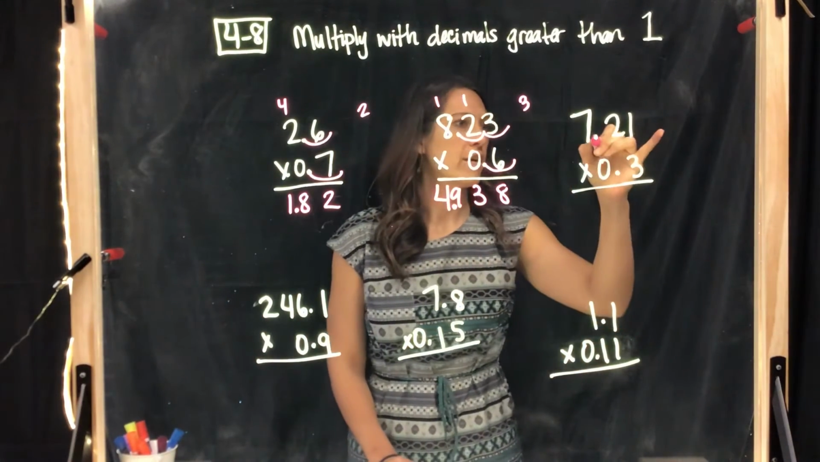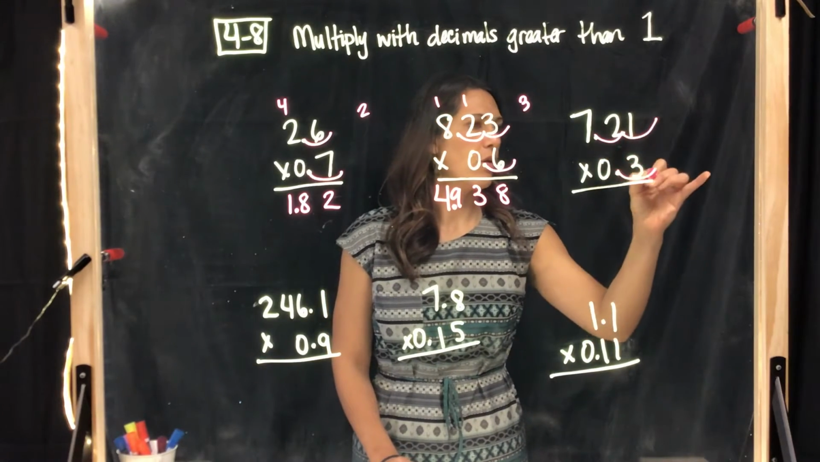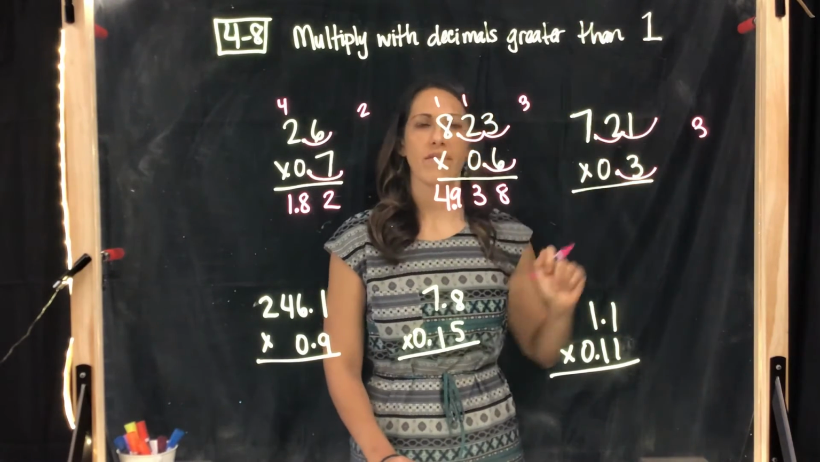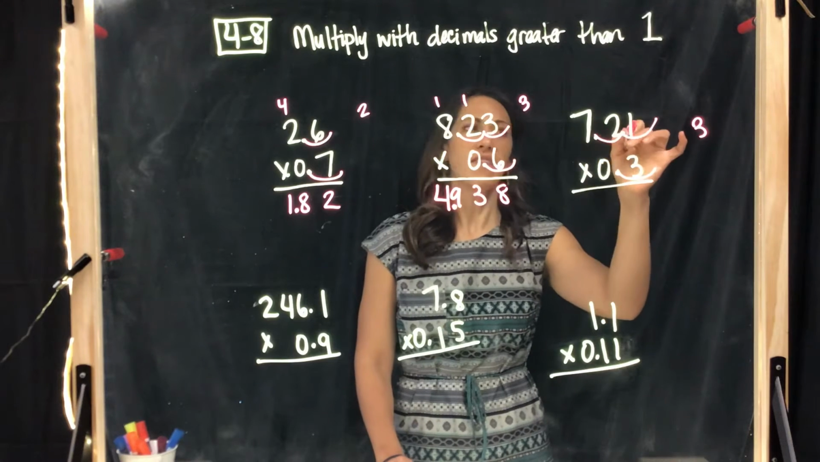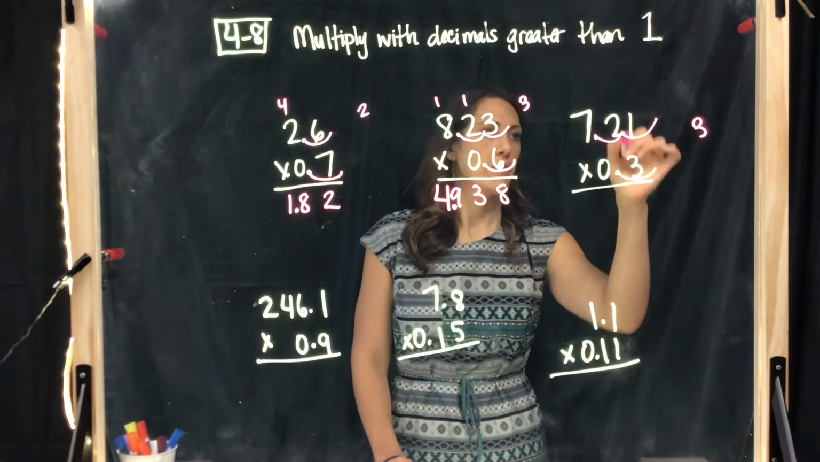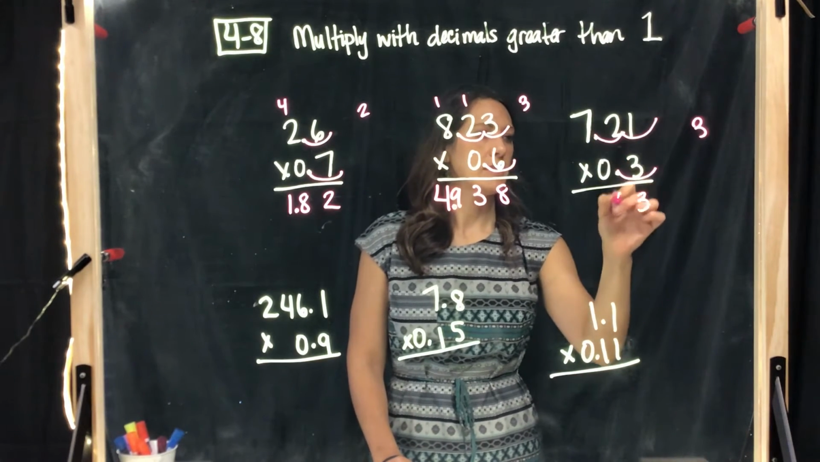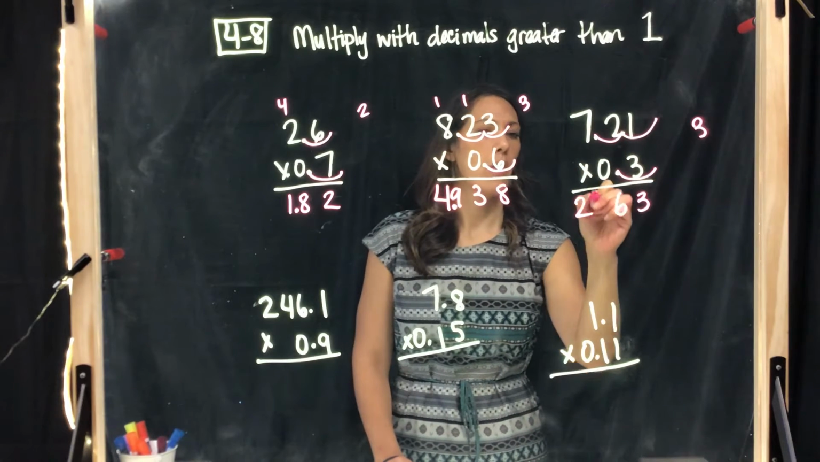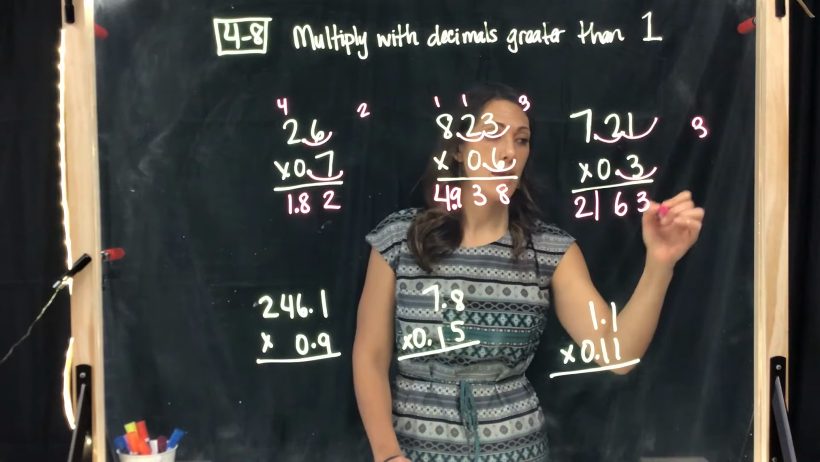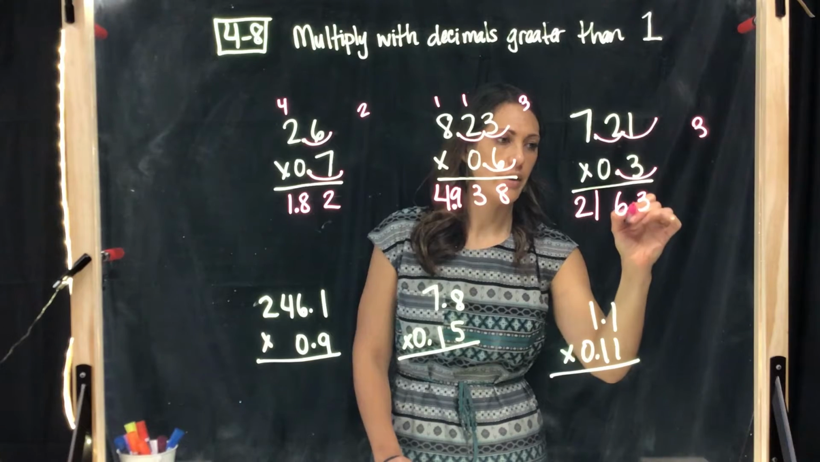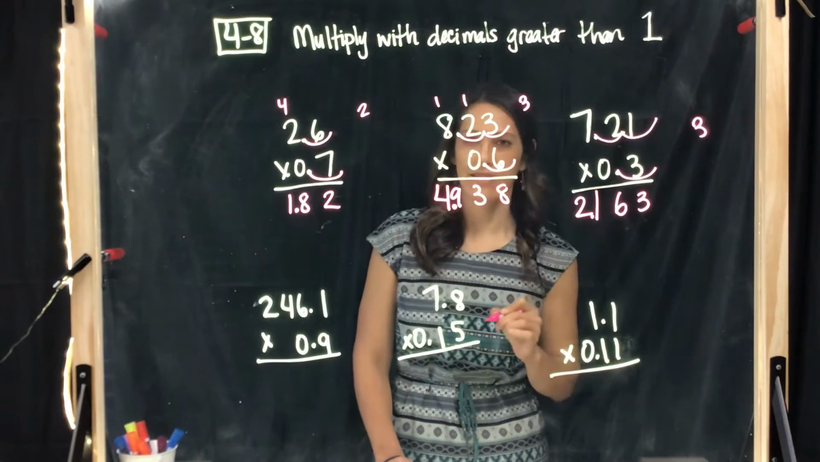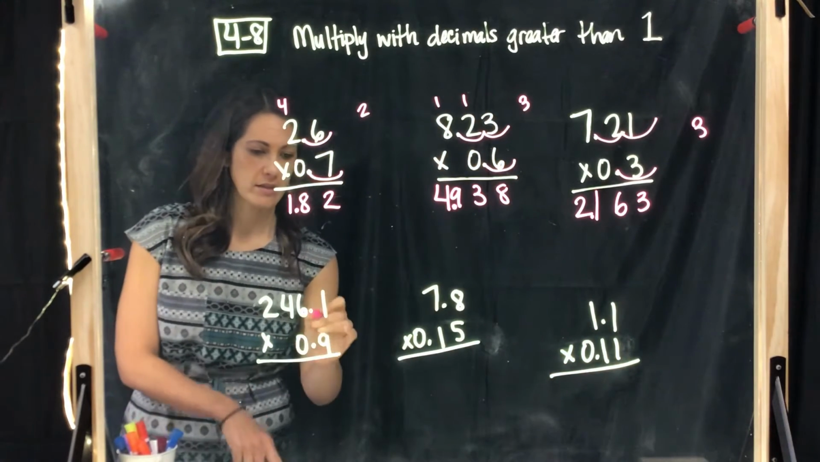Same thing over here. Say goodbye to the decimal. 3 moves for the decimal to go on vacation. And now you just have 721 times 3. 3 times 1 is 3. 3 times 2 is 6. 3 times 7 is 21. And then I have 3 moves to put the decimal back in. 1, 2, 3. Okay, let's do a little bit more practice.